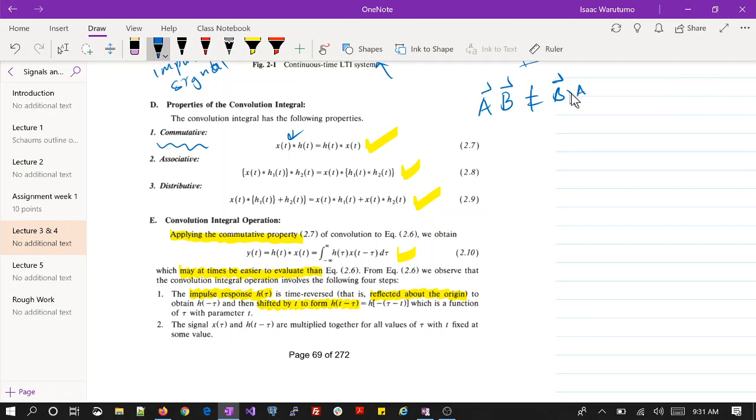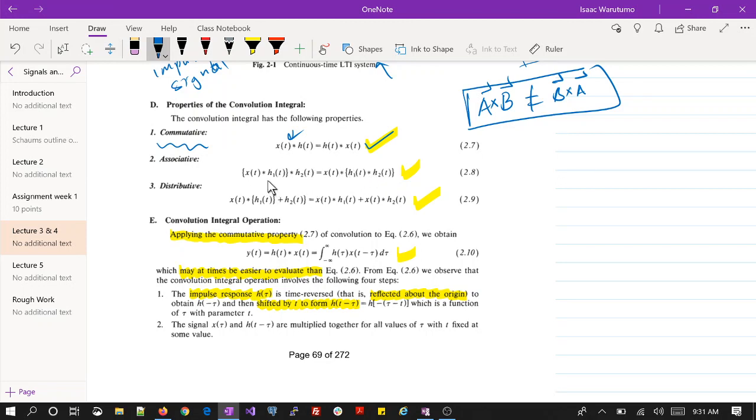Or if you have this, assume this is a cross product. So assume this is never the same, and you normally say that they are not commutative. But for the convolution integral, we're saying that the commutation is positive. And the other thing is associative.